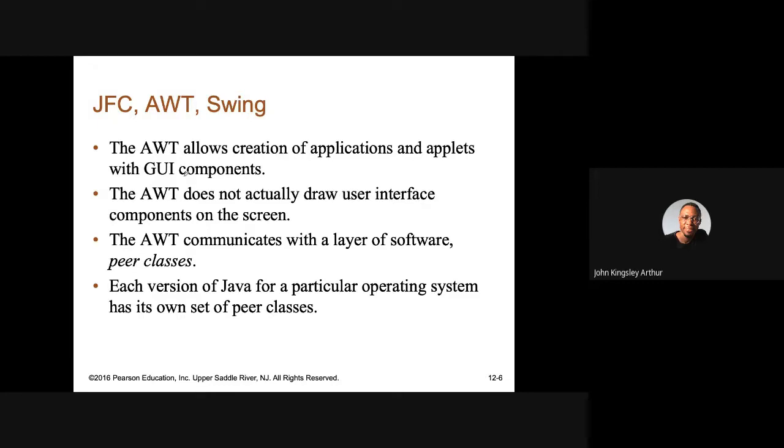The AWT does not actually draw the user interface components on the screen. It communicates through a layer of software called peer classes. And this tends to be the disadvantage in using the Abstract Windowing Toolkit, and that will be the major reason why we'll be using the Swing classes.